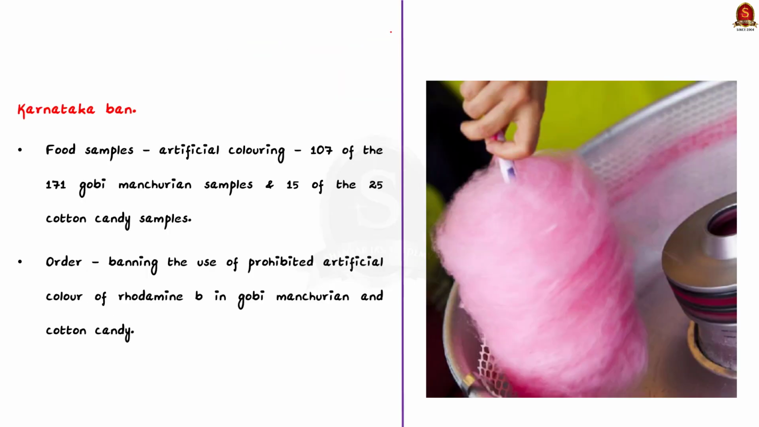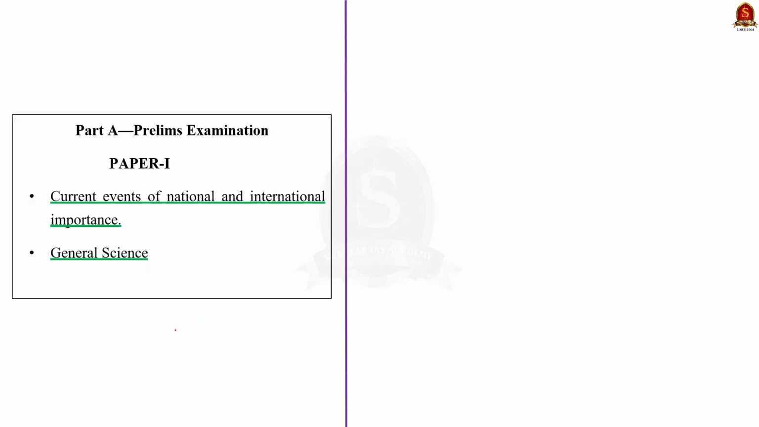Firstly, the food samples from various locations in Karnataka show that artificial coloring was found in 171 Gobi Manchurian samples and in 15 of 25 cotton candy samples. So based on these findings, an order has been issued banning the use of prohibited artificial colors of rhodamine B in Gobi Manchurian and cotton candy. Now let us see about rhodamine B from our exam perspective. Firstly, what is rhodamine B?